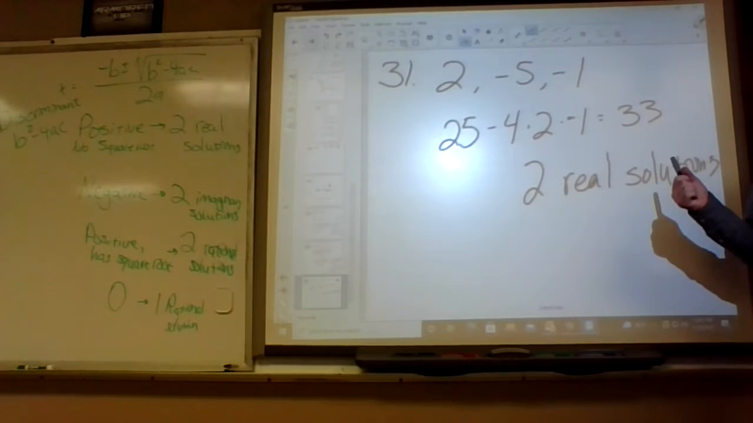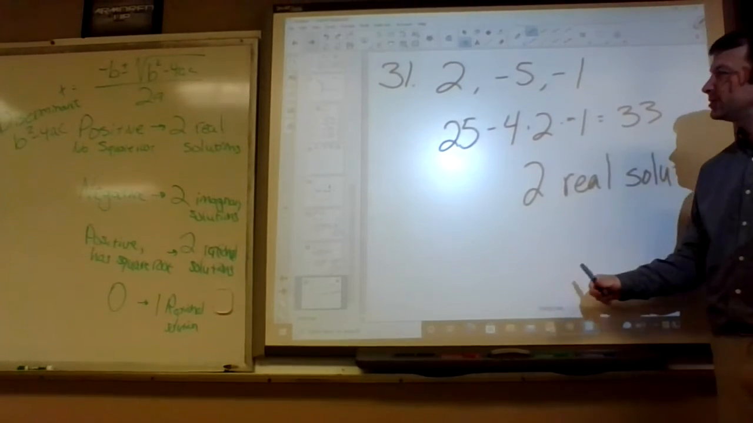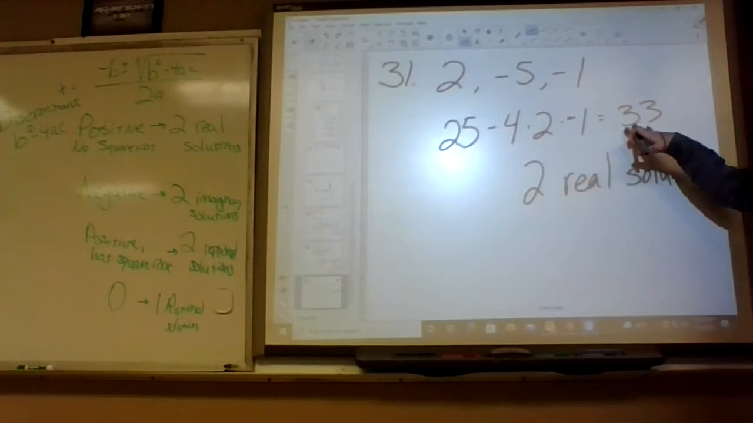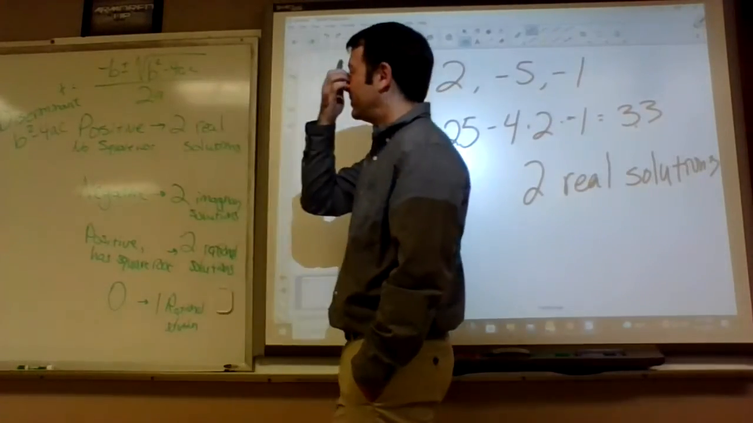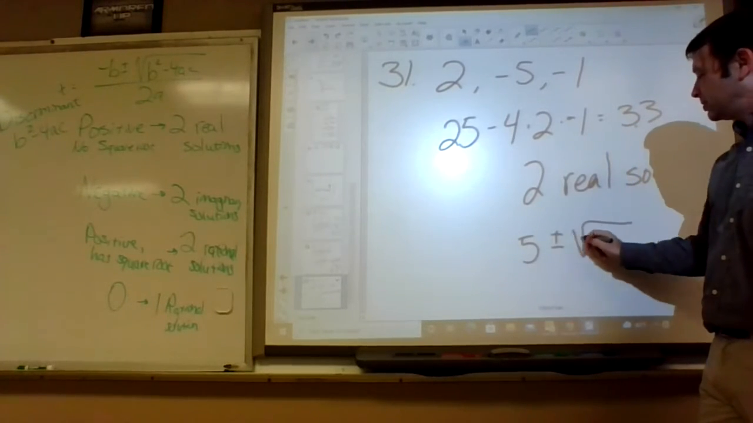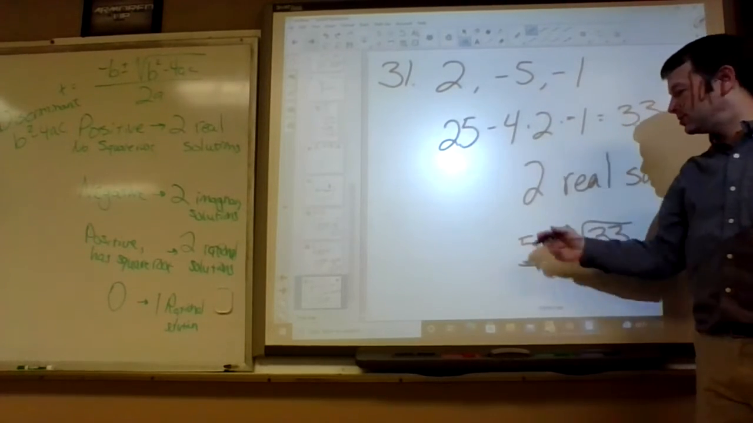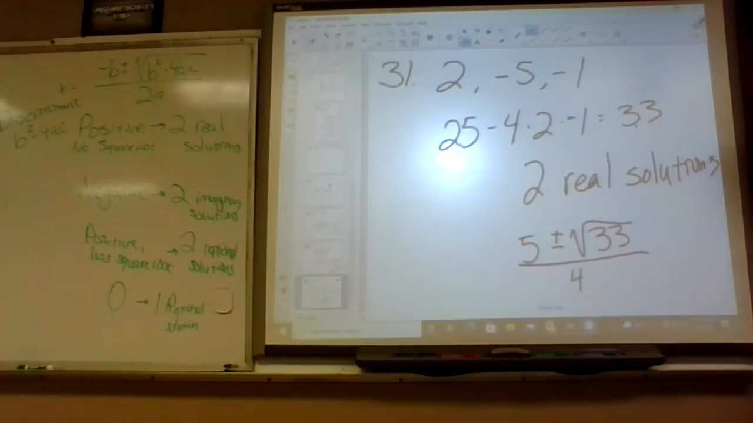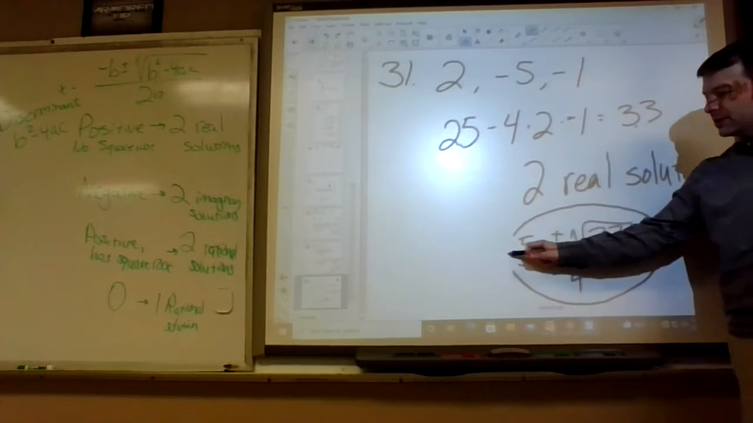Let's see. What are we talking about? Oh yeah, we're supposed to solve it also. So let's go find those two real solutions. We already did the b squared minus 4ac part. So we did this part, this 33. So I don't really have to do that much more. Negative b would be positive 5 plus or minus square root of 33 over 2a. A is 2, 2 times 2 is 4. Does square root of 33 simplify? No, it does not. It's 3 times 11, there's no doubles in it, so it does not simplify.